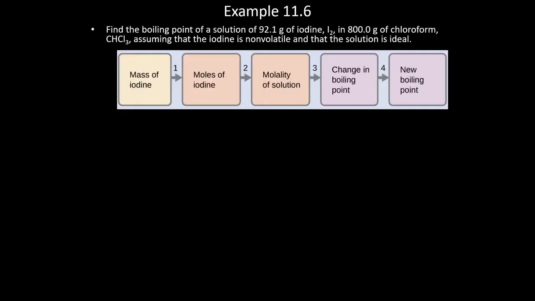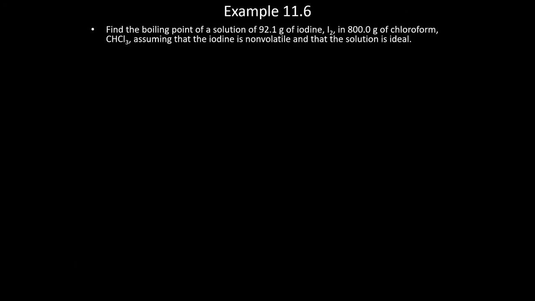Let's look at just one more here, I think. Yeah. So one more example here from the book. It says, find the boiling point of a solution of 92.1 grams of iodine in 800 grams of chloroform, assuming that the iodine is non-volatile and that the solution is ideal. That little bit there at the end about the solution being ideal, that just means that we can use the equation. Because we're doing the fairly simplified version of this.